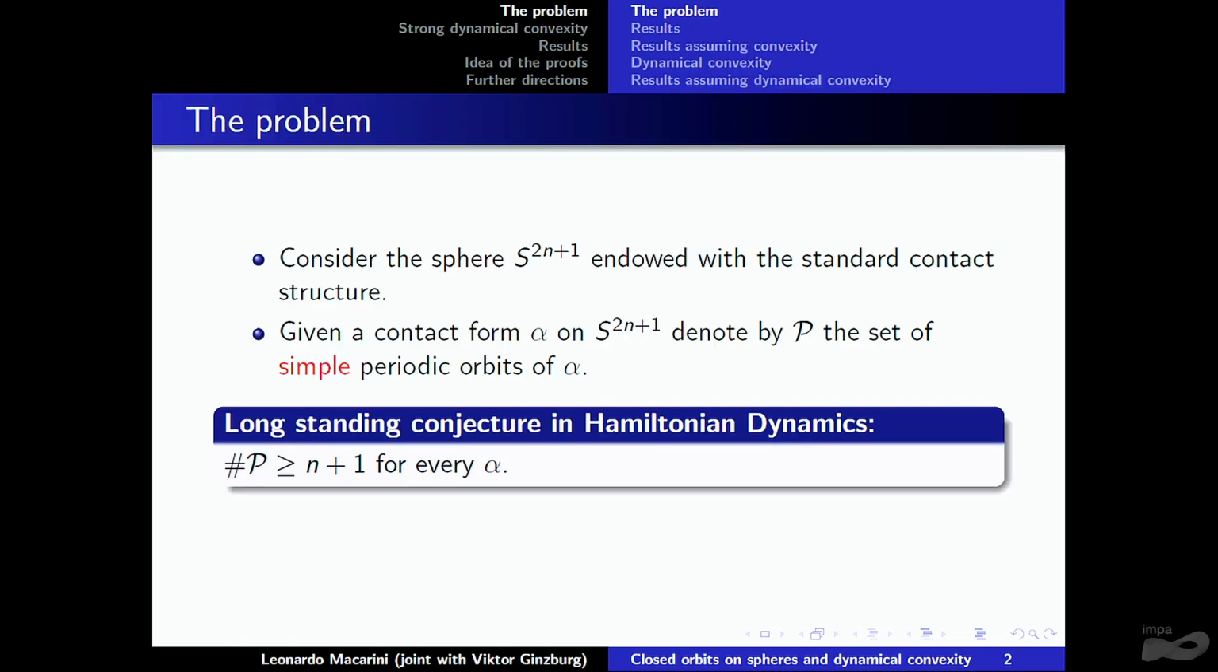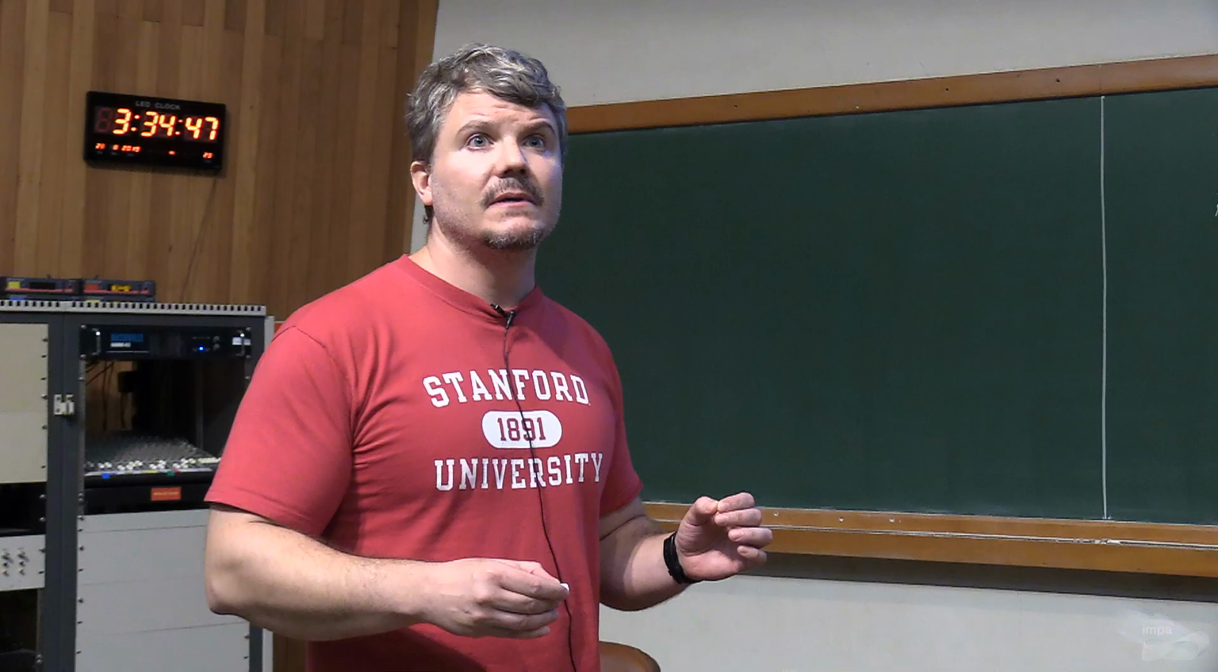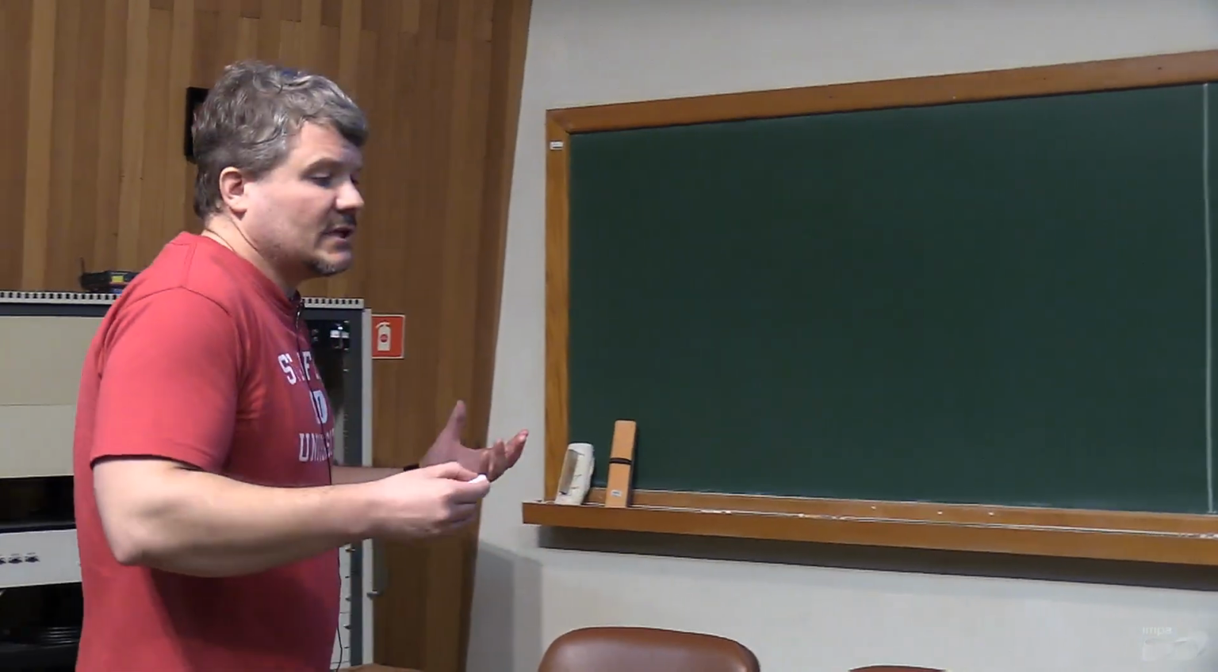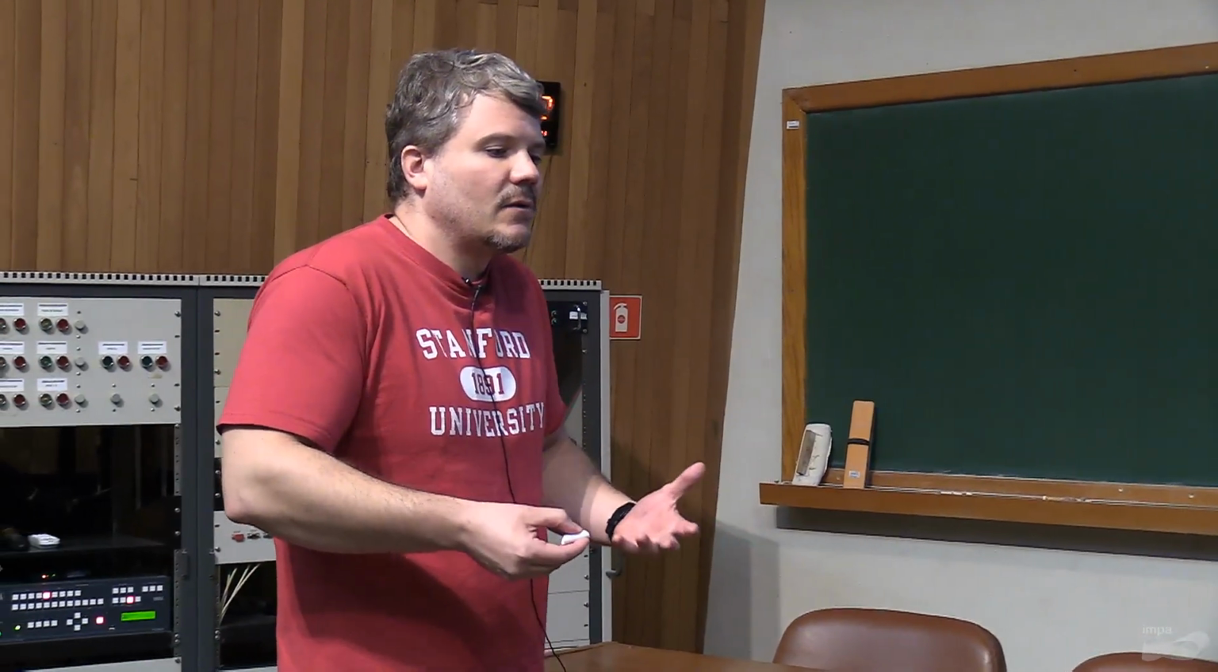And there is a long-standing conjecture, a very hard question in Hamiltonian dynamics, that states that every contact form on the sphere of dimension 2n+1, always supporting the standard contact structure, carries at least n+1 simple periodic orbits. So at least n+1 geometrically distinct periodic orbits. Okay, this is a very hard question. Well, it's easy to see that this bound is sharp because for an irrational ellipsoid, you have precisely n+1 simple periodic orbits, but we don't know in general if this bound holds for any contact form.